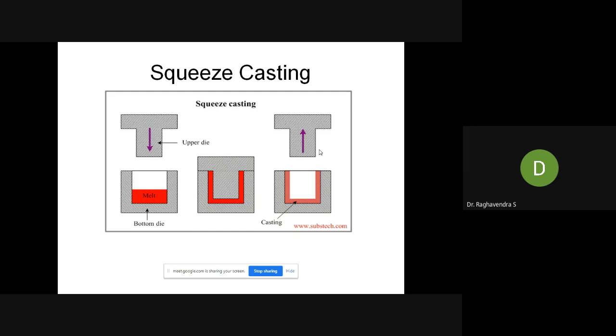Now we'll look at squeeze casting. Sir, what is squeeze casting? Squeeze casting is very simple. They take the mold, keep the metal here, and have one more upper die, and they press it. Once they press the upper die and lower die, whatever gap remains, see here, the red color, is filled up. After solidification, they remove this part and take out these U-shape bars. This is called squeeze casting. They just squeeze the die into whichever shape they want.